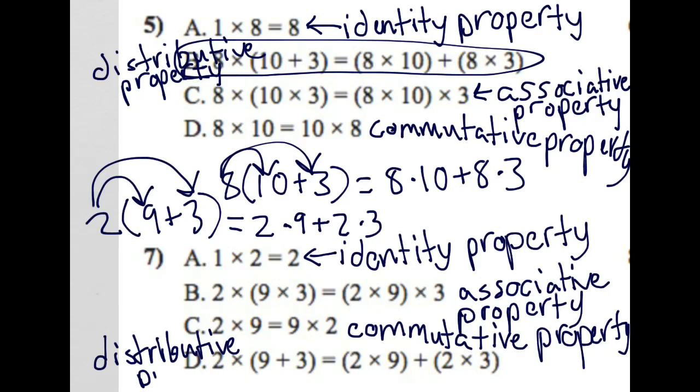So my answer choice for the distributive property is D, because that shows that distributing the common factor 2 amongst the terms in the parentheses.